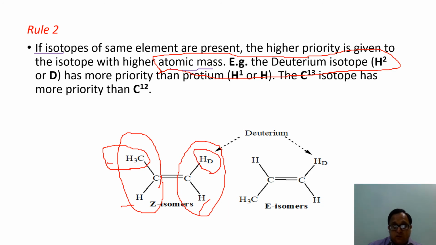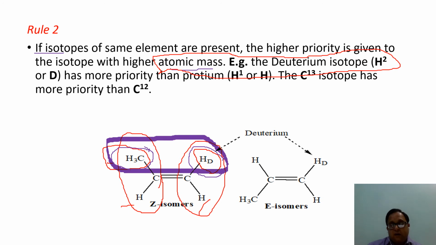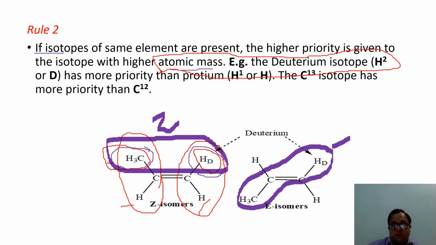So let me focus on this. This is the high priority group and this is the high priority group. So both the high priority groups, you can see easily, are on the same side. So that's why it is called Z. Here, both the high priority groups are on the opposite side. So therefore, it is designated as the E isomer.